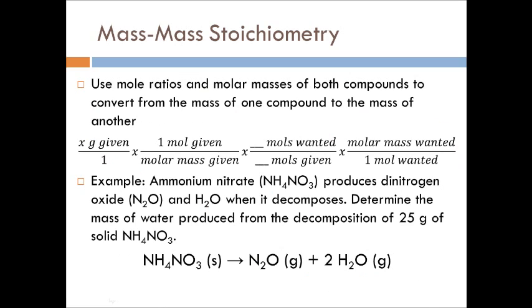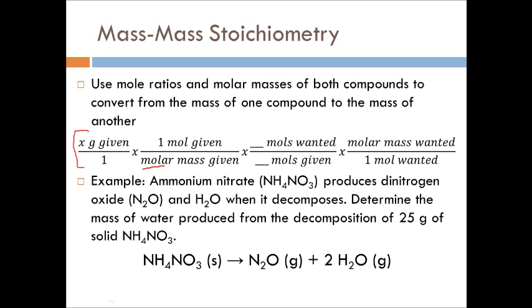Alright, our final and most complicated stoichiometry is going to be a mass-to-mass stoichiometry. This is when you start with the mass of one thing and you're asked to convert to the mass of another. Again, we have to go through moles because that is our universal currency. Alright, so here we go. We start on the far left here. We're given some sort of grams of a compound.